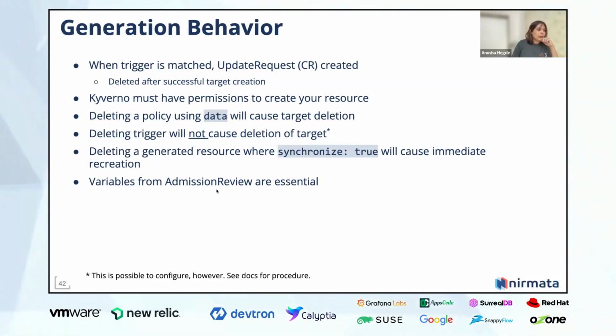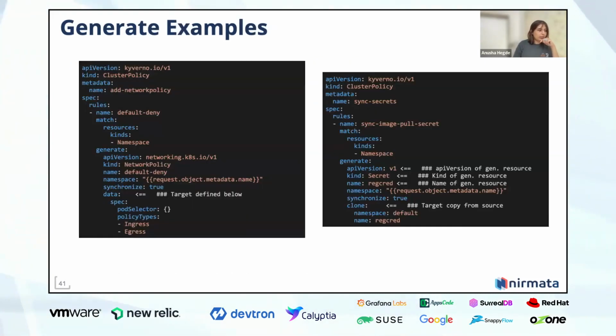And variables from admission review are essential. Kyverno supports a vast set of variables, so you can read the incoming request fields. In this case, the request object's metadata name, and you can use this as a variable placeholder. This particular variable in double curly brackets is going to be replaced with the actual request metadata name. So you can use variables as well.